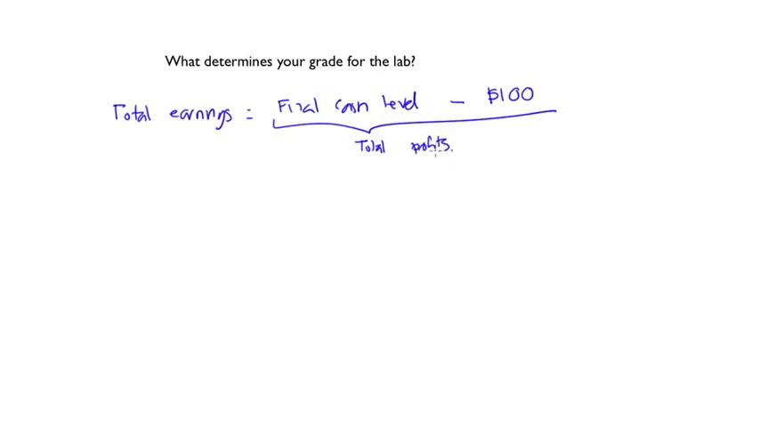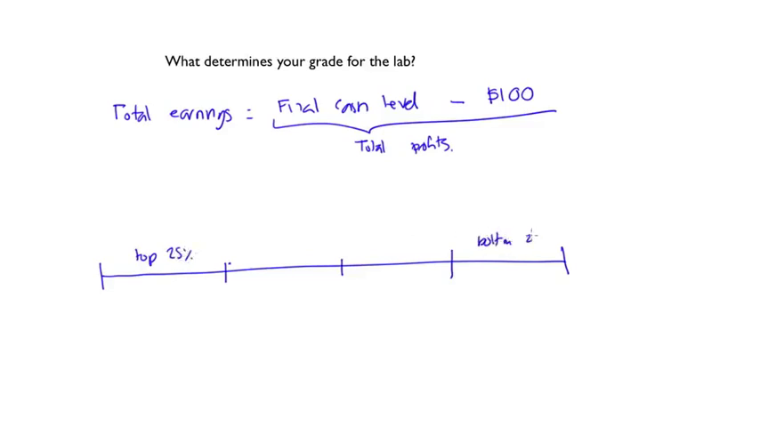Okay? Now, what we're going to do is take all of the students in the course, and divide them by total earnings into 4 quartiles. From top to bottom: the top 25%, the 50th to 75th percentile, the 25th to 50th percentile, and the bottom 25%. Students in the top quartile will get 2 points for the lab. Students in the next quartile will get 1.5 points. Here they will get 1 point, and here they will get 0.5 points. Now, the only way you can get 0 points is if you don't participate.